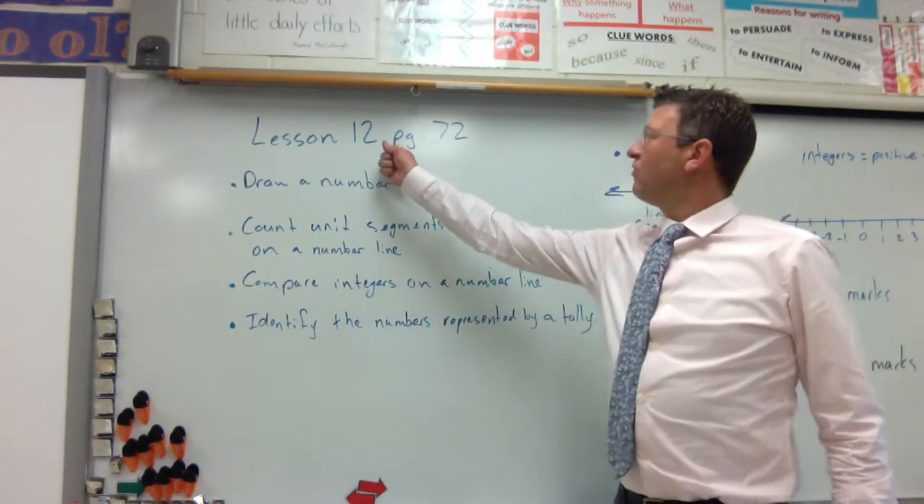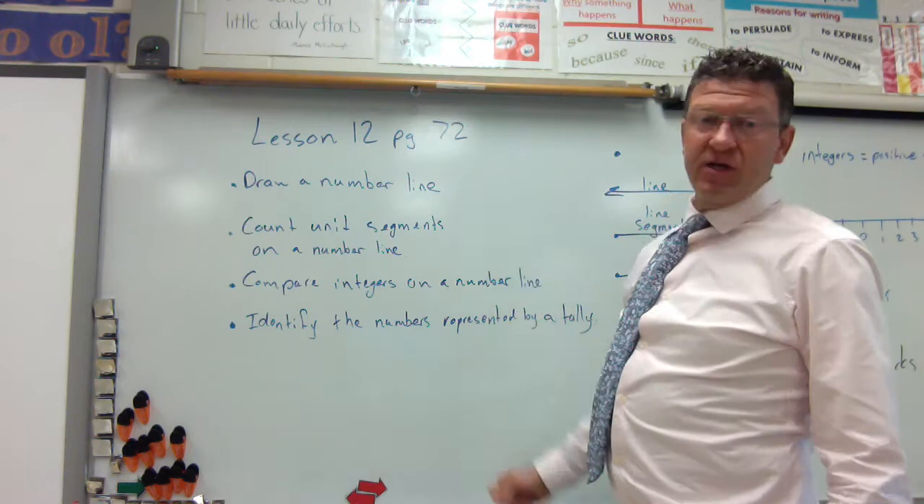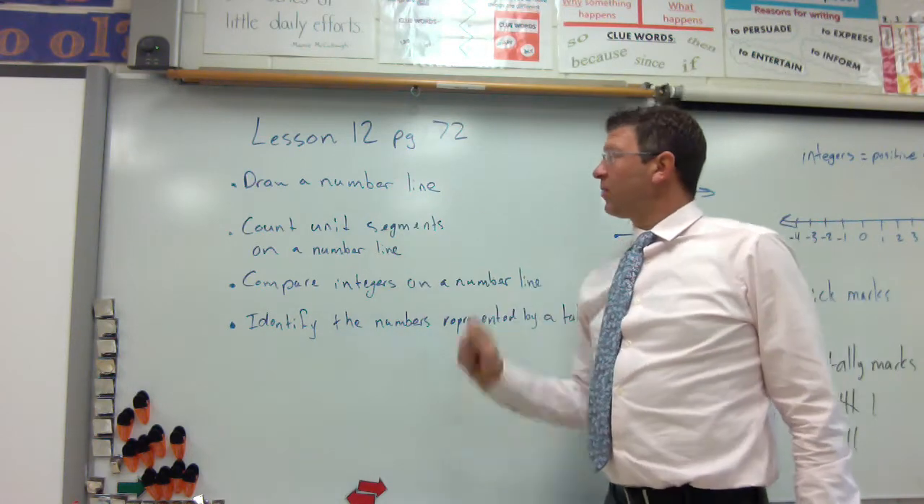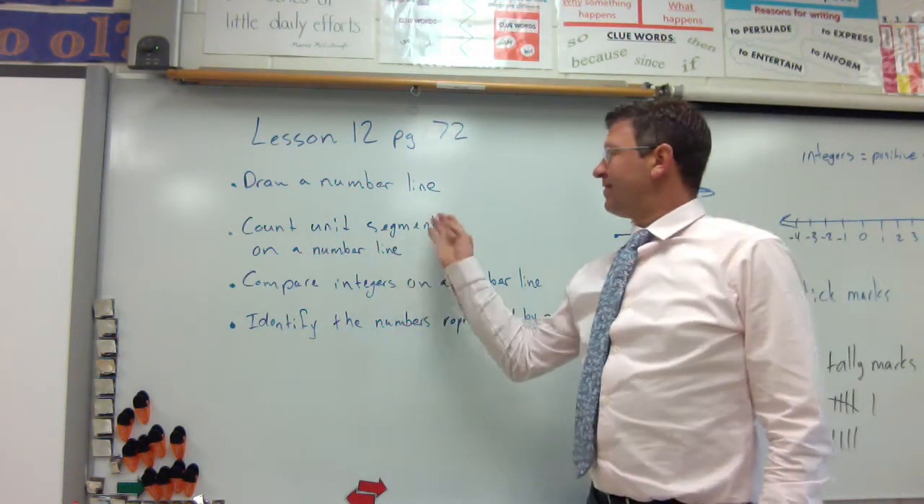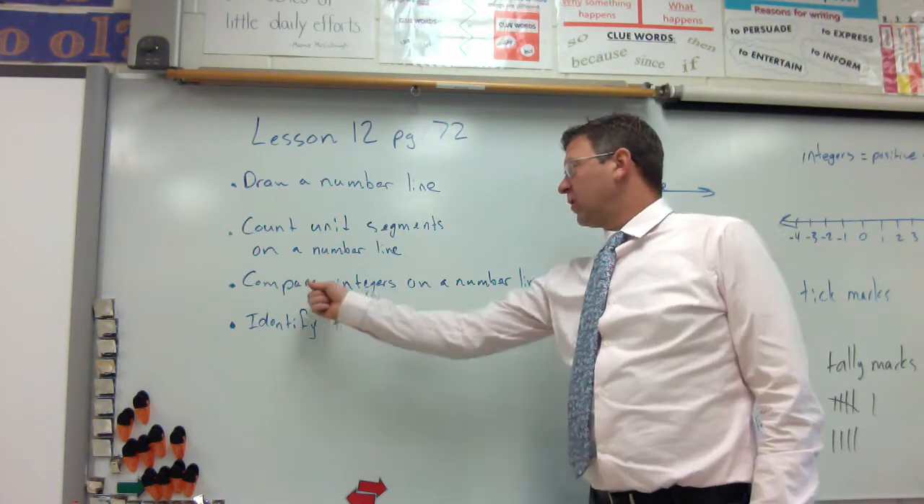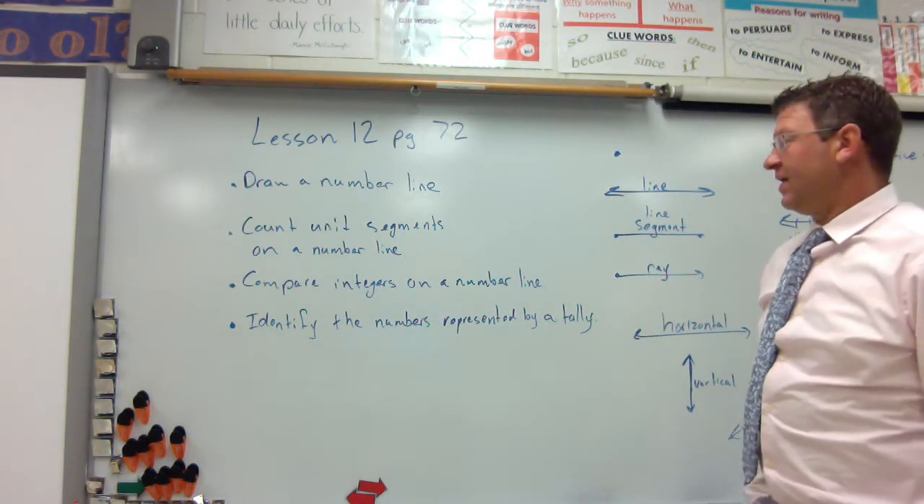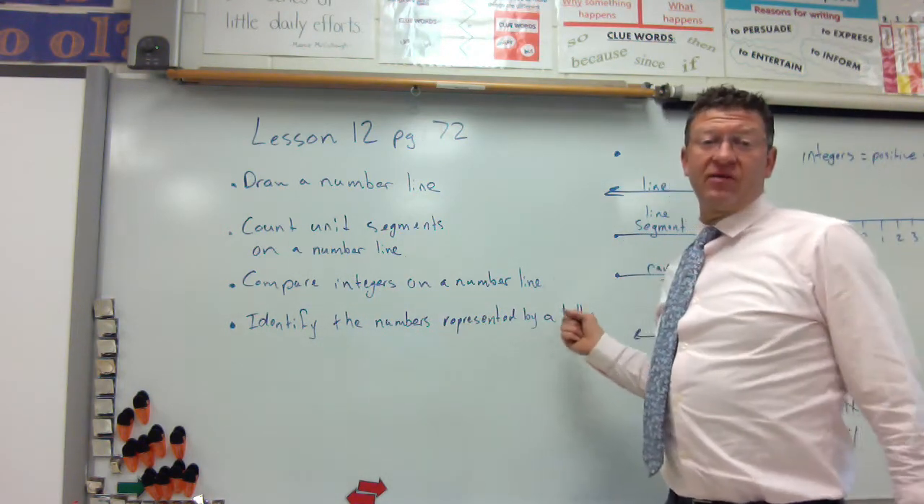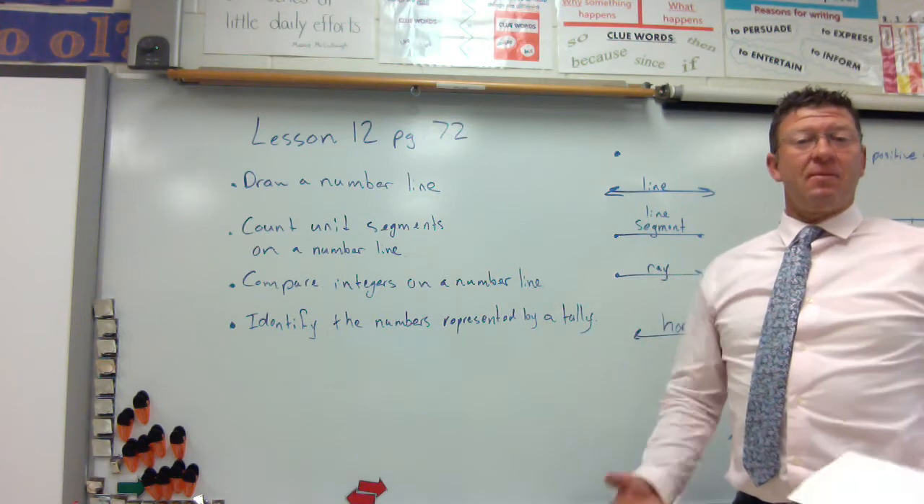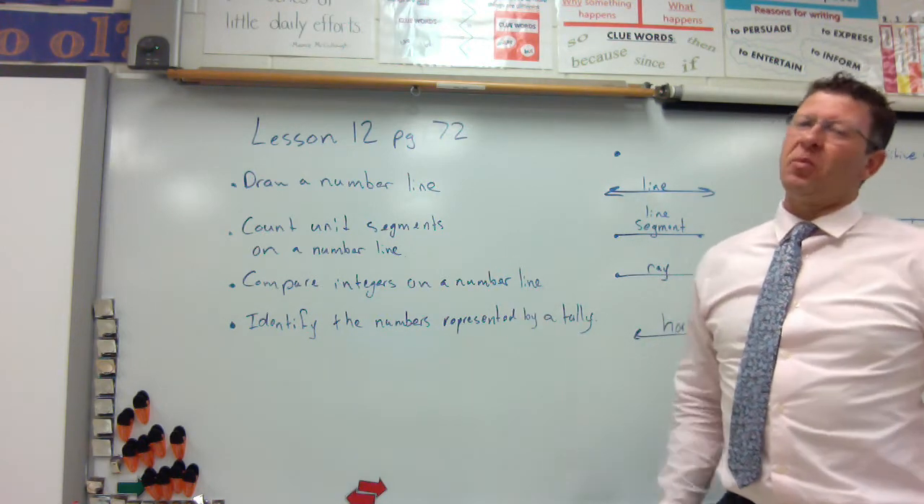We're on lesson 12. It's Thursday, page 72. Here are our objectives. We're going to draw a number line. We're going to count unit segments on that number line. We're going to pair integers on a number line and identify numbers that represent tally marks. So that's a lot of things. We've got a lot of math background today, but they're all pretty simple.